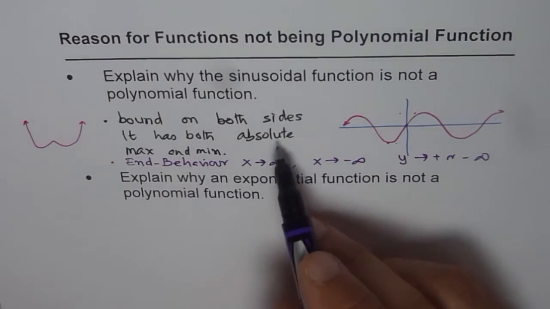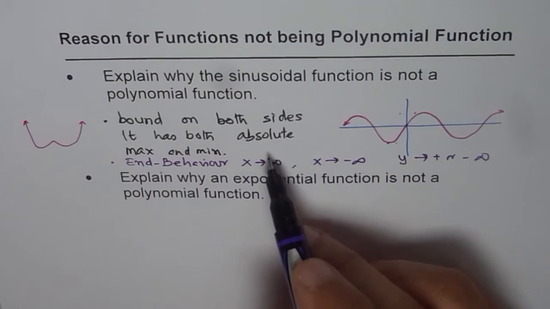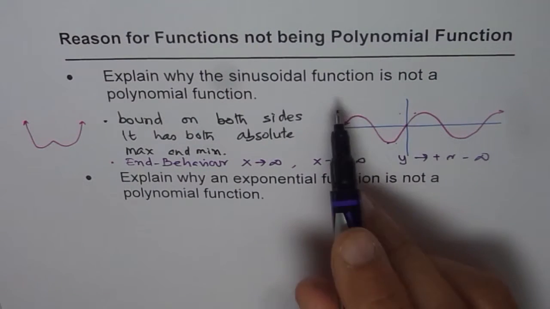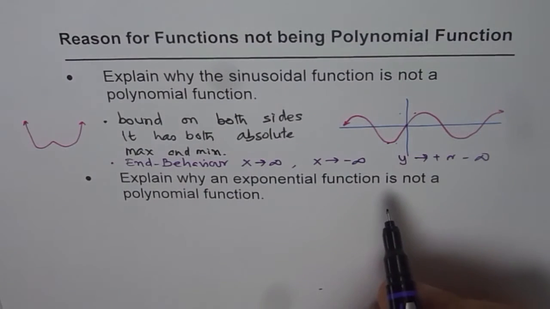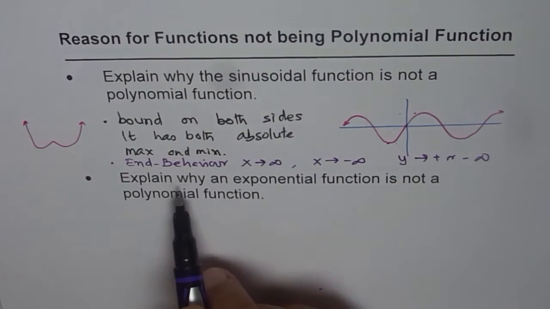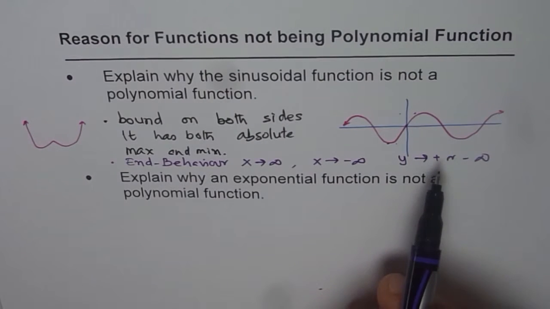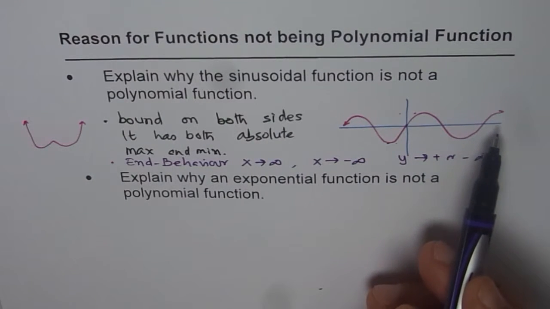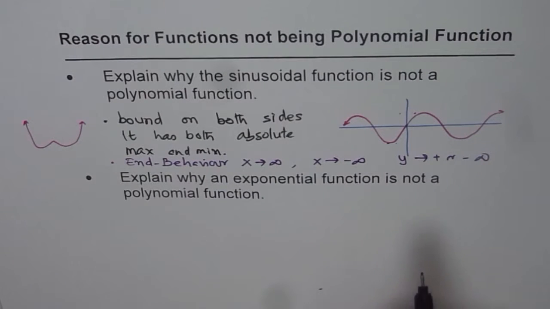So these are two great conditions which we can always use for the sinusoidal function not being a polynomial function. One, it is bound from both sides, and second is end behavior, that is, as x approaches plus or minus infinity, y does not approach plus or minus infinity, right?